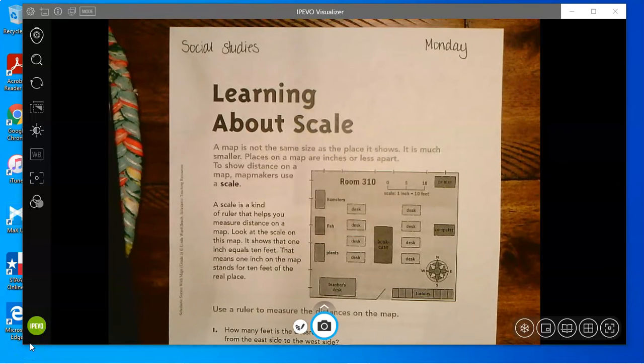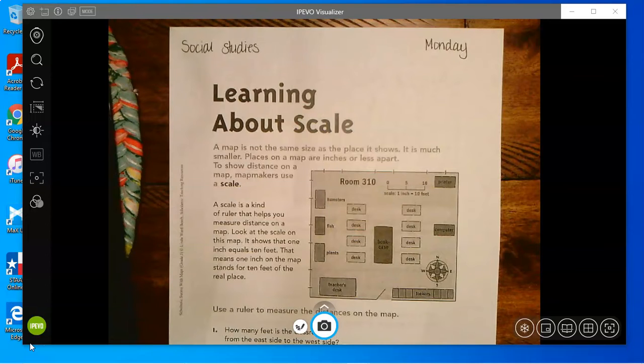Hey guys, so you just watched our video over scale maps, and so we're going to actually try to use the scale map to figure out the distances. So let's review real quick what it is. A map is not the same size as the place it shows. It is much smaller. Places on a map are inches or less apart.